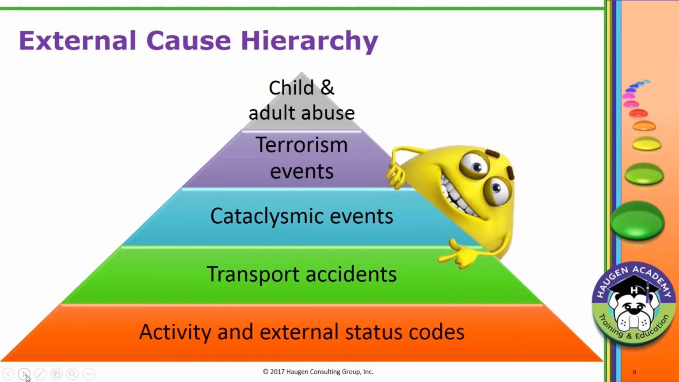The pyramid will show the hierarchy, starting with codes for child and adult abuse, which will trump all other external cause codes. If you start at the top, you can see that if you have a code for child and adult abuse, that's going to trump. Then terrorism events, then the cataclysmic events, and boy, have we had several of those in our country lately, huh? And then the transport accidents, and then everything else underneath. So this is just a fun little slide showing you the hierarchy if your documentation represents different types of events going on.